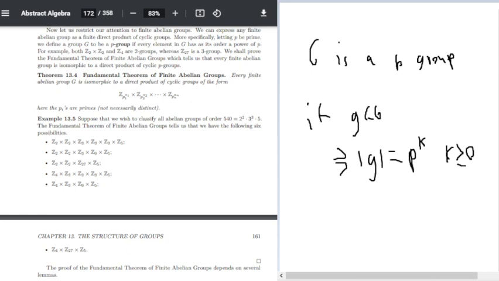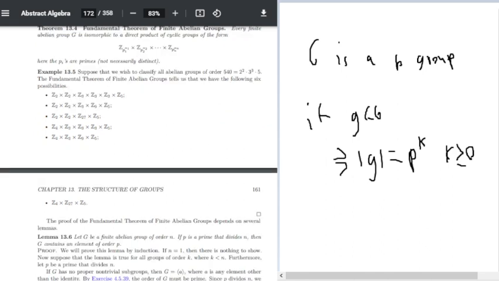Fundamental theorem of finite abelian groups. Every finite abelian group G is isomorphic to a direct product of cyclic groups of the form Z_{p1^a1} × Z_{p2^a2} × ... × Z_{pk^ak}. Now, notice here the important thing: we have finite abelian groups here. We're not talking about infinite abelian groups, in which case there's a modified version of this that's stronger, but is not the same.